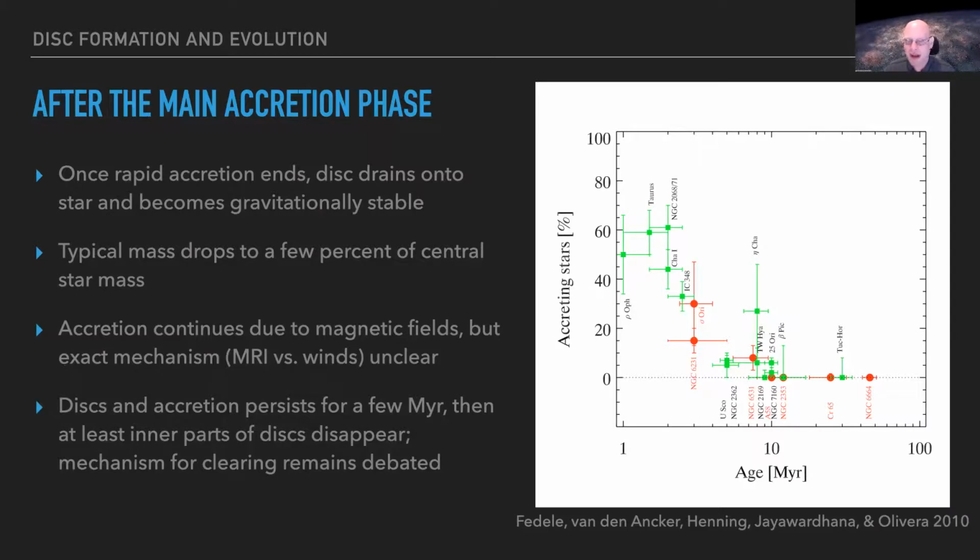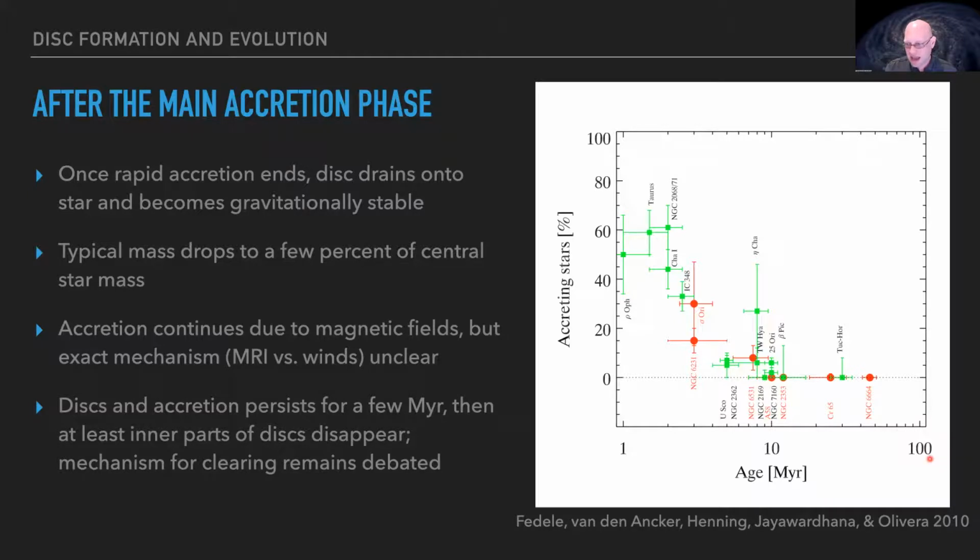It's almost certainly magnetic in origin, but whether it's magnetorotational instability or something like magnetocentrifugal winds is unclear at this point. What we do know from observations is that both disks and the accretion they produce persist for of order a few million years, and that's what's illustrated in this plot on the right.